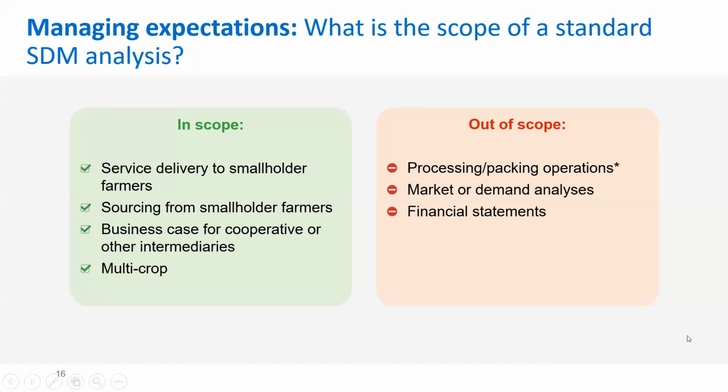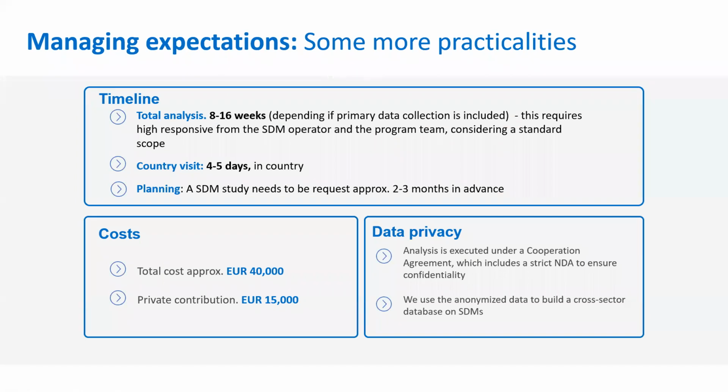Okay. Next slide. Okay. So some more practicalities. An SDM study takes between 8 and 16 weeks, and this depends largely on whether primary data collection is included. It can be a shorter time frame when we have a really responsive SDM operator who provides us lots of data up front, but that is not always the experience. So it can also take longer.